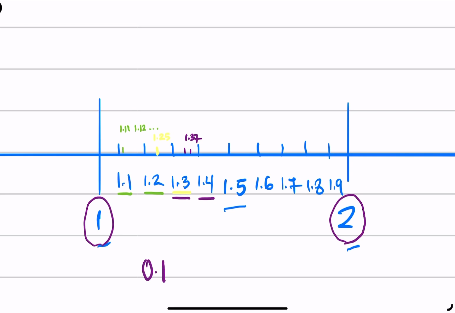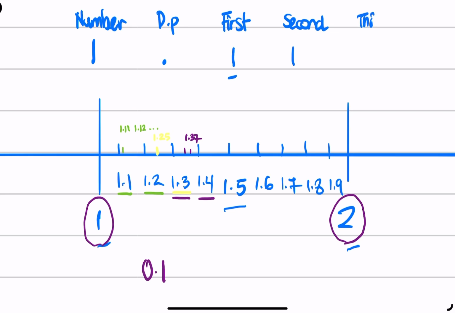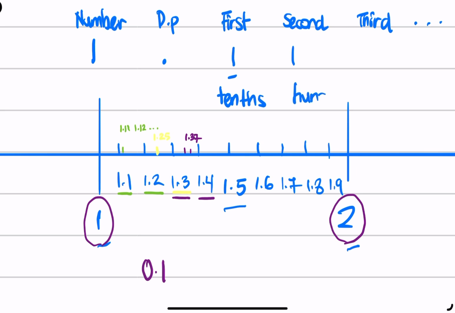Now, each place has a special name. So let's say the number 1. It is our number. It's a whole number. And then a decimal point comes in. We use a little point. And then the first number that comes after the decimal point. Let's take 1.111 for an example. So that will be our first decimal place, 1. And the second decimal place, another 1. And then the third decimal place goes on. We can also call the first decimal place our tenths. The second decimal place, hundredths. And the third decimal place, thousandths.